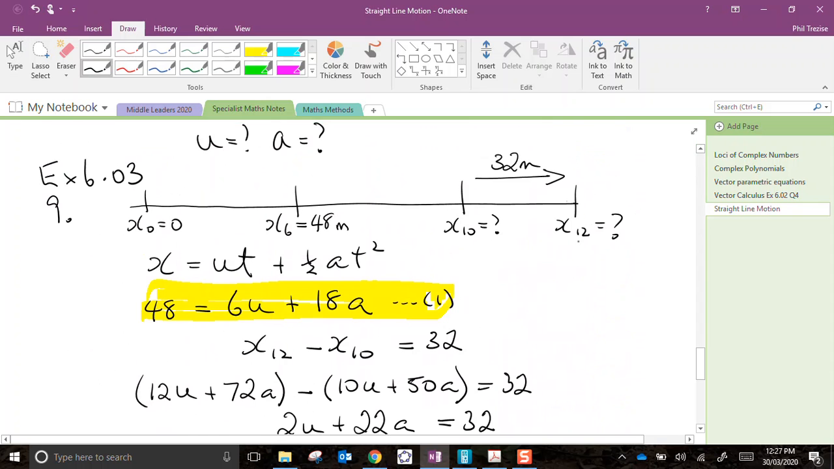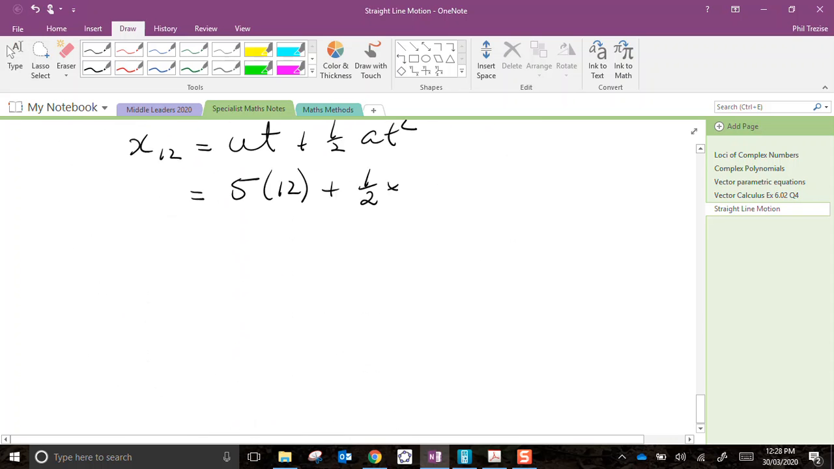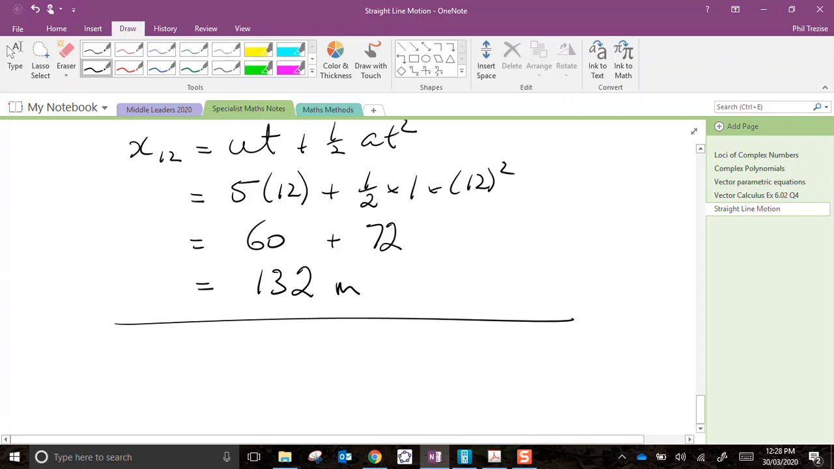So the total distance travelled is x12. So I'll go straight back to my equation of motion, ut plus 1/2 at squared. u is 5, t is 12, 1/2, acceleration was 1, wasn't it? Yes, acceleration is 1. Time is 12. 5 times 12 is 60. Now 12 squared is 144. Remember, half of that is 72. So we have 132 metres as the displacement after 12 seconds.